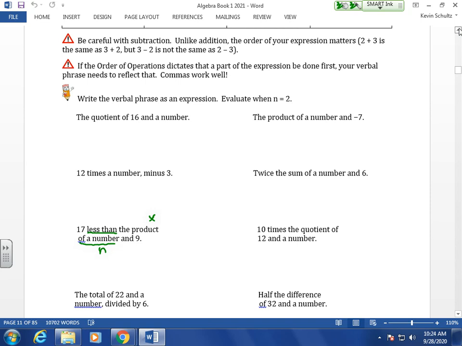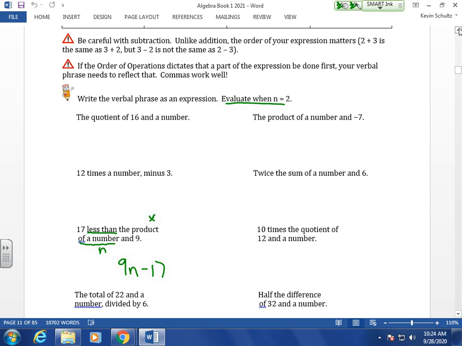So 17 less than the product of a number and 9. I can write the product of a number and 9 as 9n. I wouldn't have to put the n first, even though it's written first, because you can multiply things in any order. Typically, that 9, let's call it a coefficient, will come first. Is this saying 17 minus 9n or 9n minus 17? Do you know? 9n minus 17. 17 less than the product, right? 17 less than the product. That comes second.